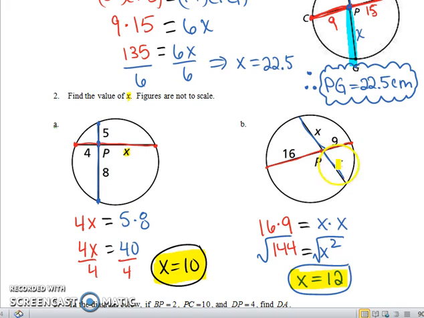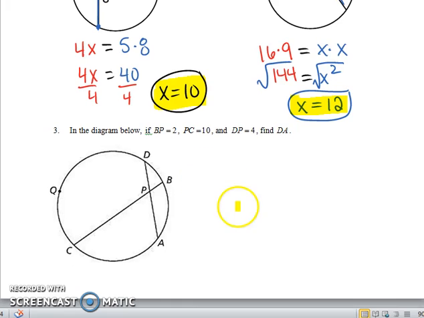So hopefully at this point you've kind of gotten the hang of how to find values of x using the power of a point theorem. Try number 3 on your own. Hit pause on this video, and after you've tried the problem, go ahead and hit play again so that the solution will pop up and you can check your work with my answer. So at this moment, press pause, and I want you to do number 3.